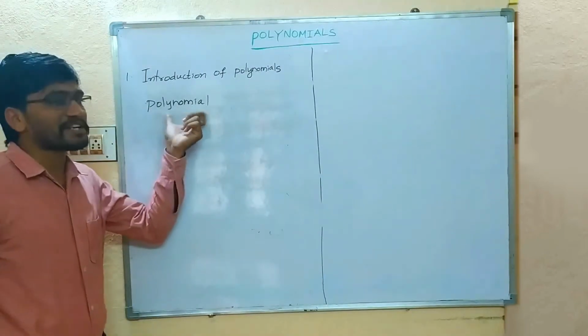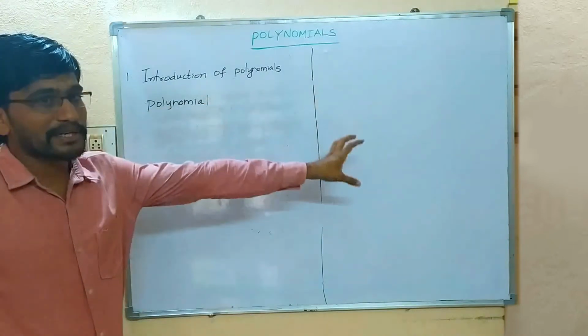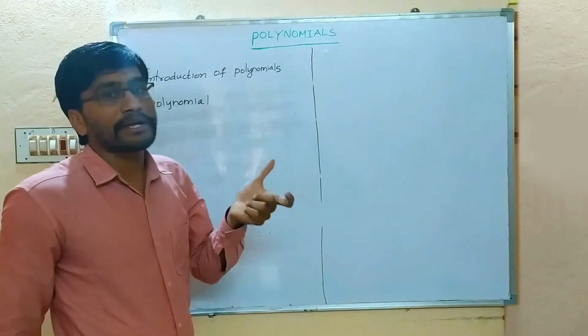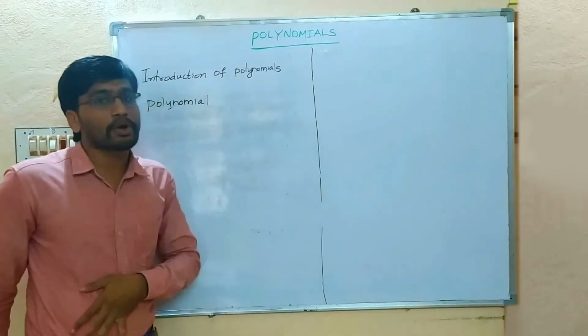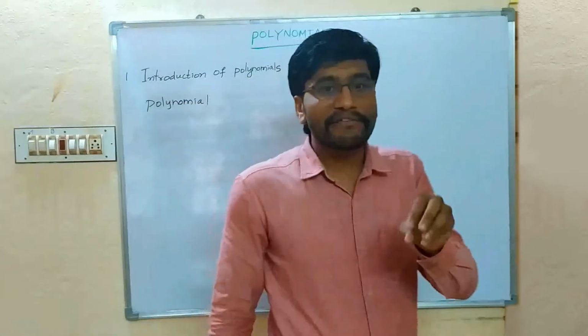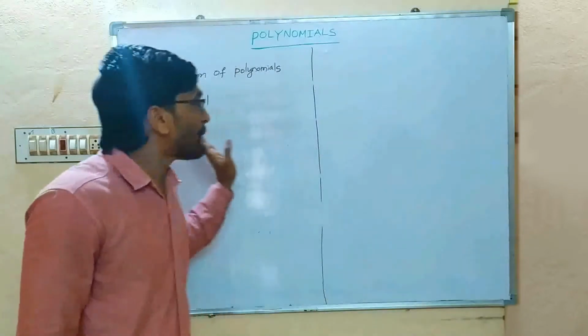Now what is the definition of a polynomial? We already know the algebraic expression definition. An algebraic expression in which the powers of variables are non-negative integers is called a polynomial.